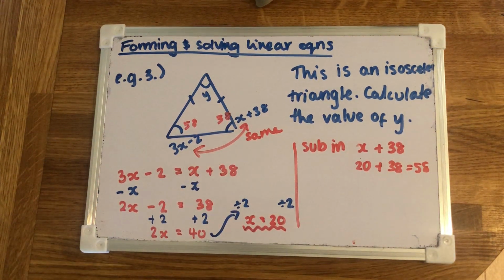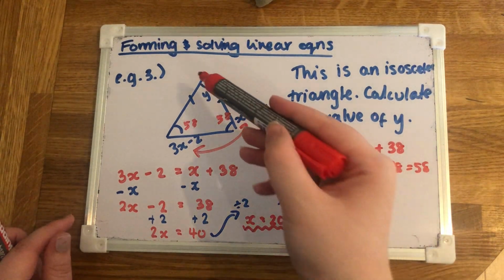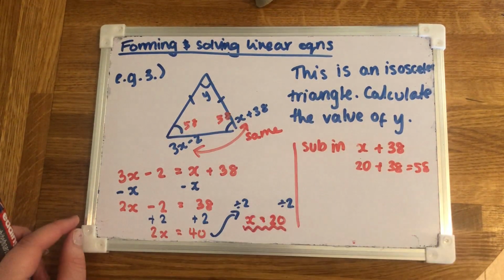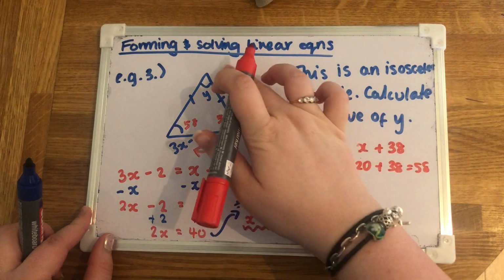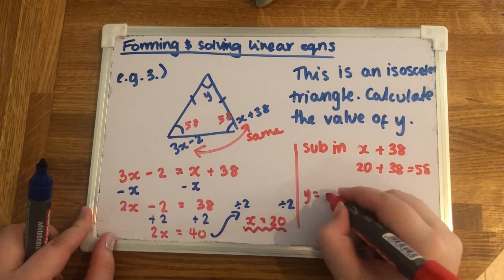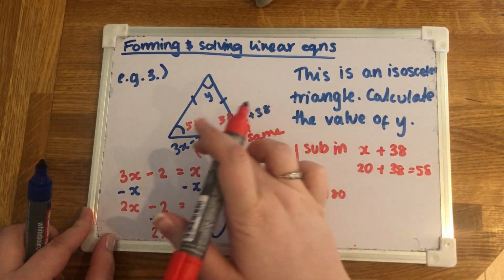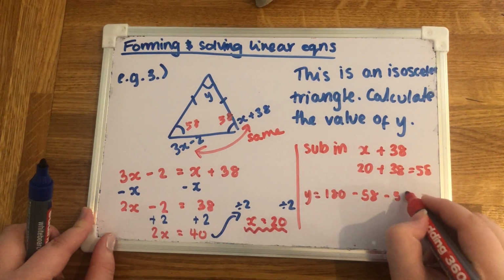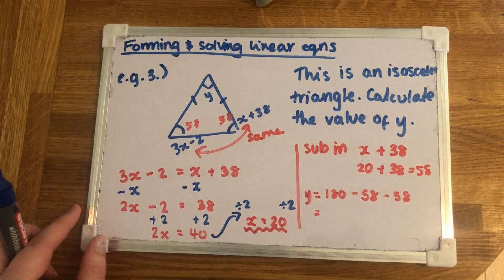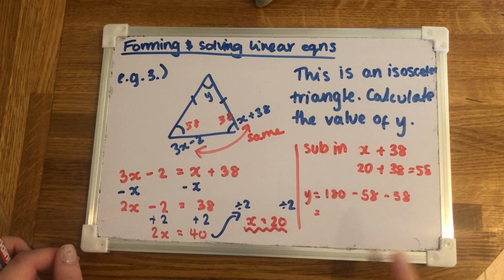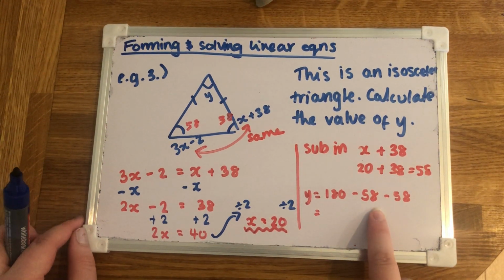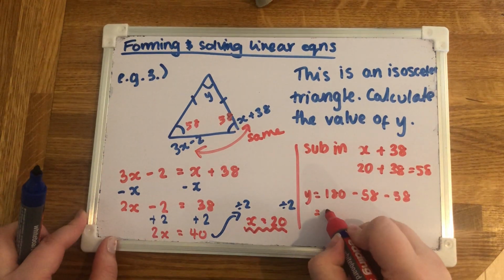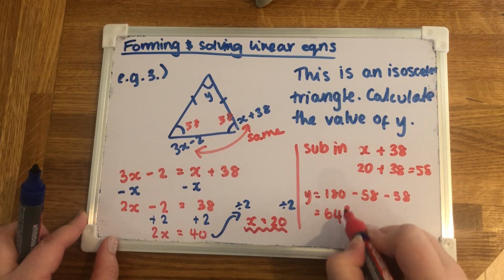Okay, and again we go back to our knowledge about triangles. As we've said before, these three angles add up to 180, so y must be the same as 180, subtract these two angles at the bottom. So subtract 58 and subtract another 58. So that is 116, so it's going to be 64 degrees.